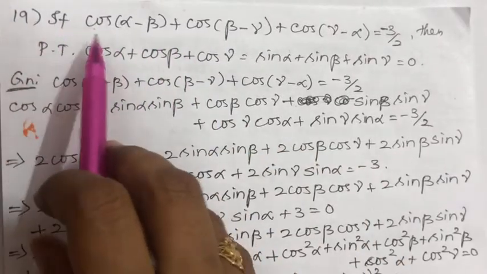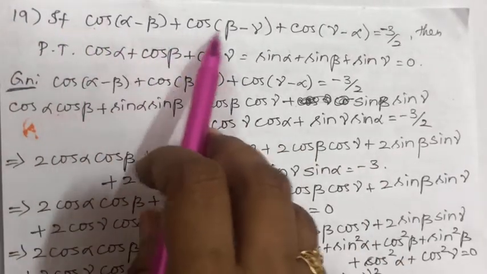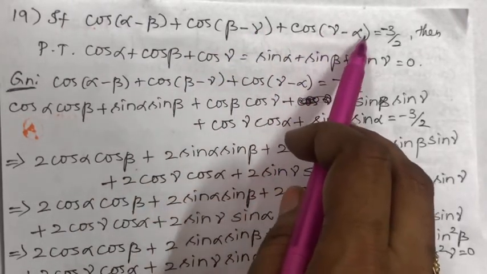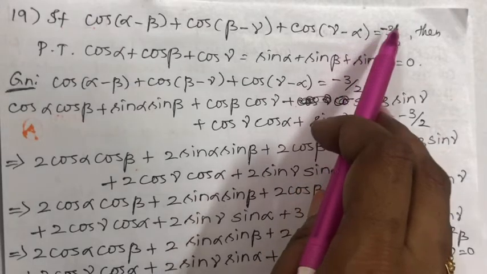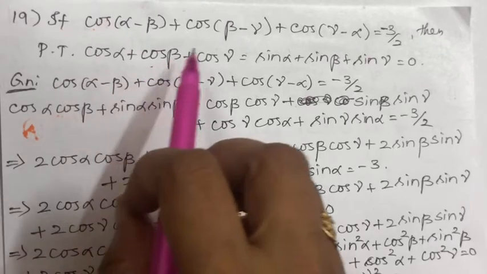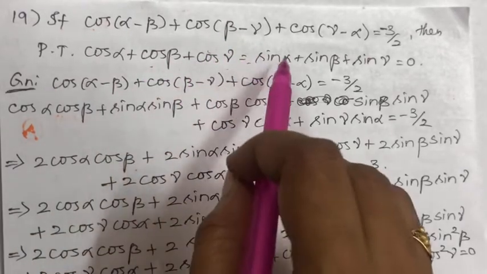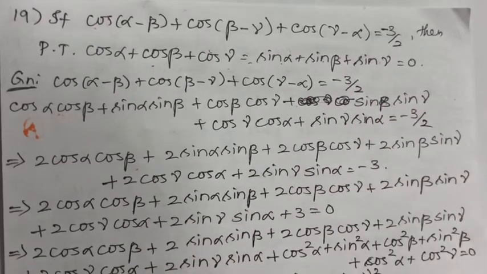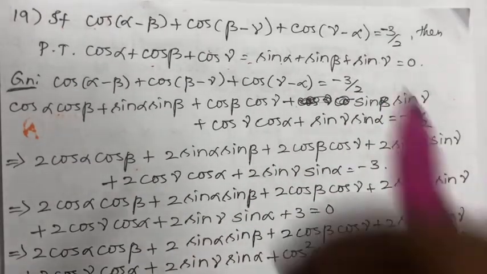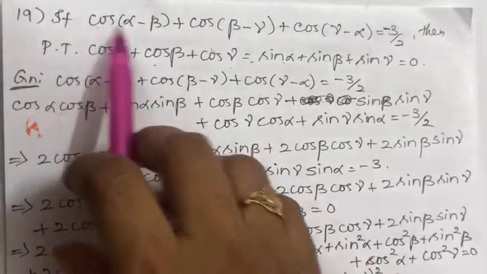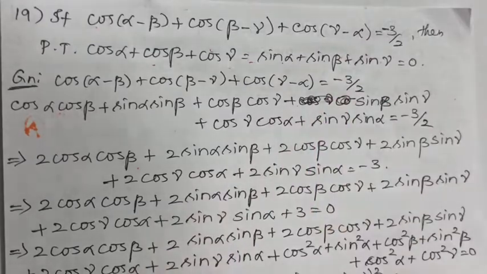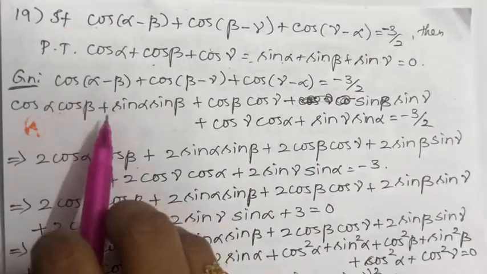The 19th one. If cos(alpha minus beta) plus cos(beta minus gamma) plus cos(gamma minus alpha) is equal to minus 3 by 2, then prove that cos alpha plus cos beta plus cos gamma equals sin alpha plus sin beta plus sin gamma and it is equal to 0. What is our given? The sum of these three cosine terms is equal to minus 3 by 2.